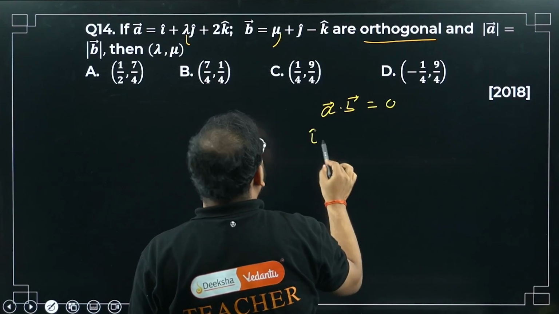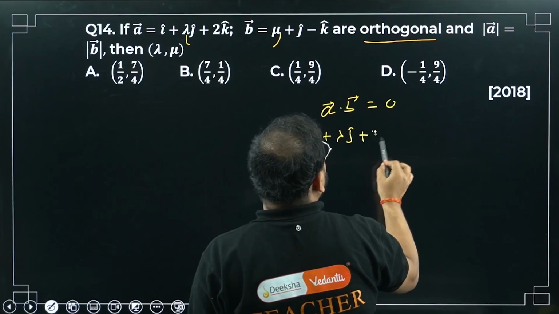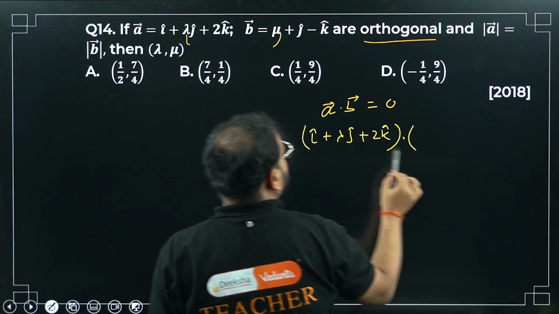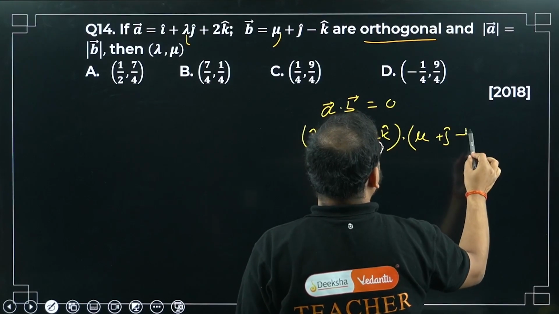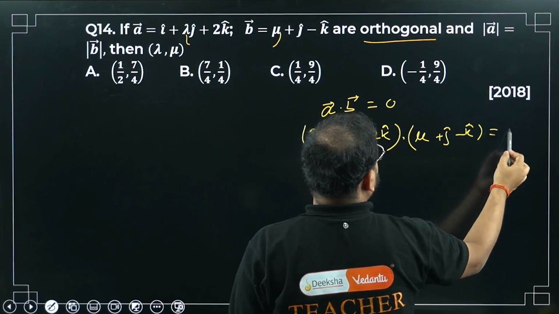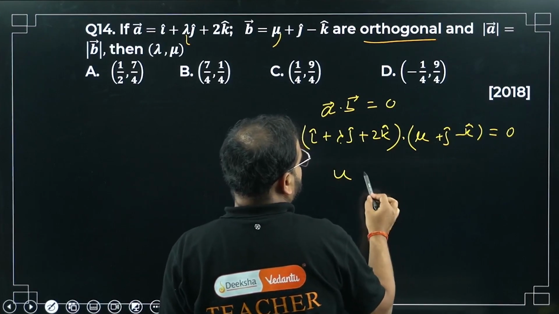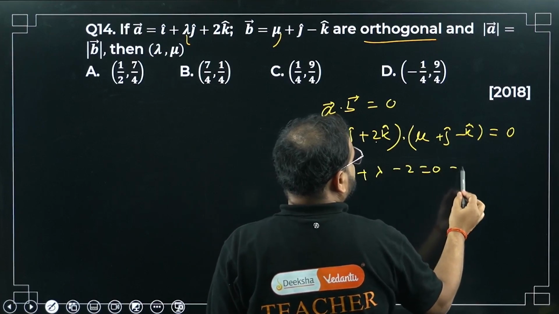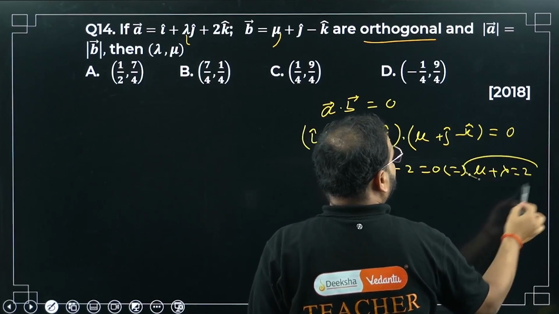So i cap plus lambda j cap plus 2k cap dot product with this thing, mu i cap plus j cap minus k cap equals to 0, sir. So 1 into this, simply mu, lambda into 1, again plus lambda, 2 into minus 1, so minus 2 equal to 0, sir. So from here we're getting what? Mu plus lambda is how much, sir? 2. My equation number 1.